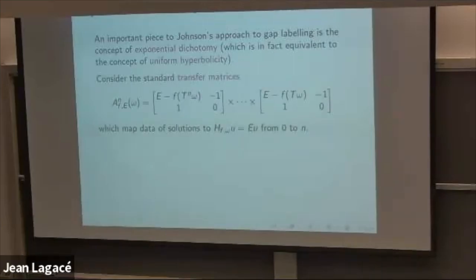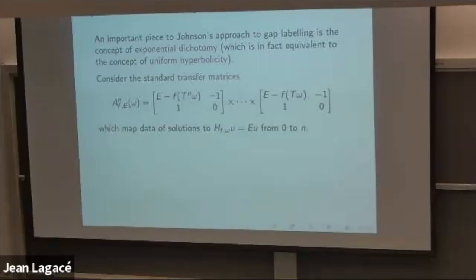Okay, so transfer matrices. You've seen these before, yes? Okay, good. So this is how they look, right? So really what you do is you take this matrix (E minus f, minus 1; 1, 0). So which f? Well, you evaluate f at some iterate of omega, and you form these products. So, I mean, sometimes you start at omega and run through T to the m minus 1 omega.